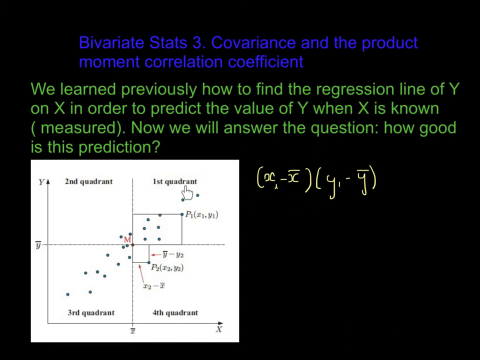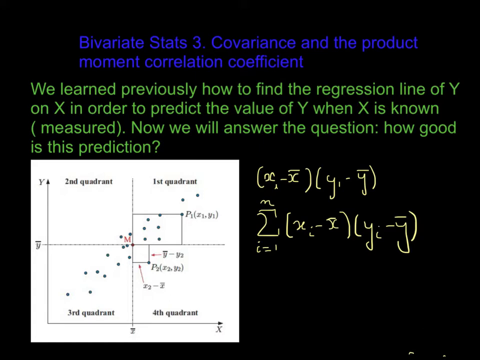So for all points in the first and the third quadrant, this expression will be positive. For points in the second or fourth quadrant, the expression will be negative. If I add all these points, assume I have n points, and the expression I get is positive, then to a certain extent I can claim that the majority of my points are in the first and third quadrant, whereas if my expression is negative, then they are in the second and fourth quadrant.